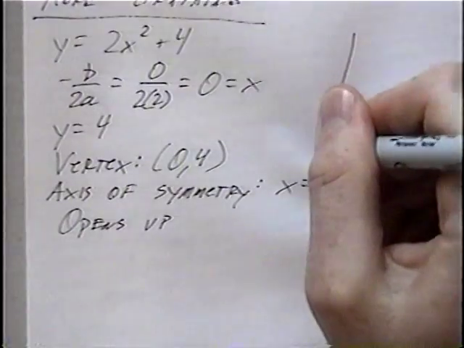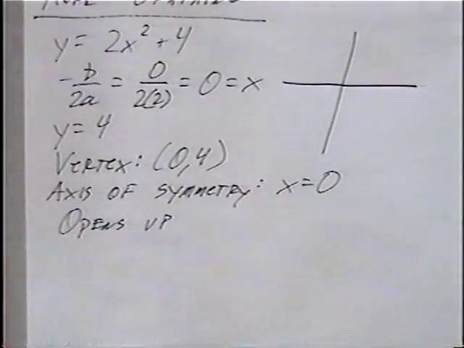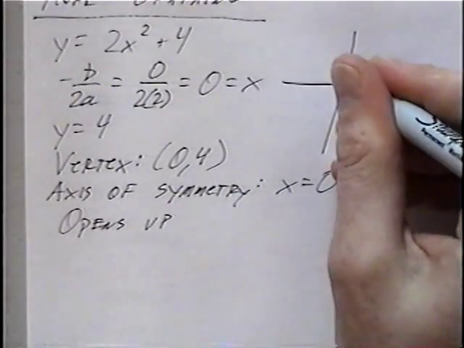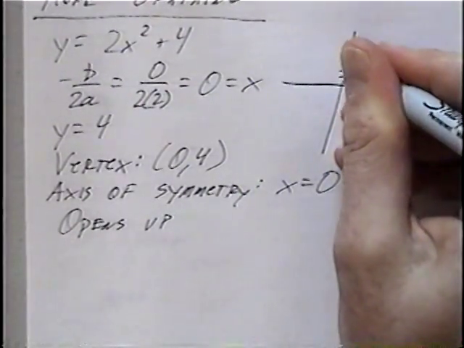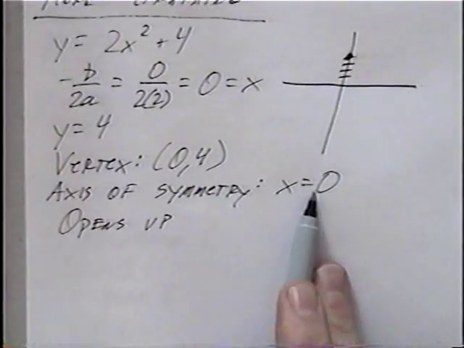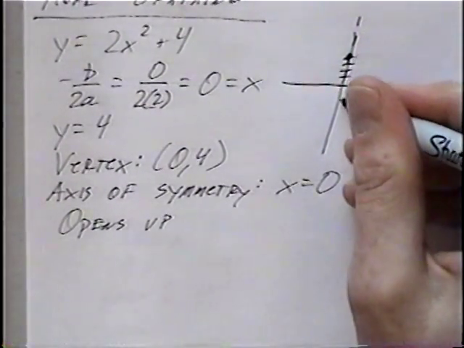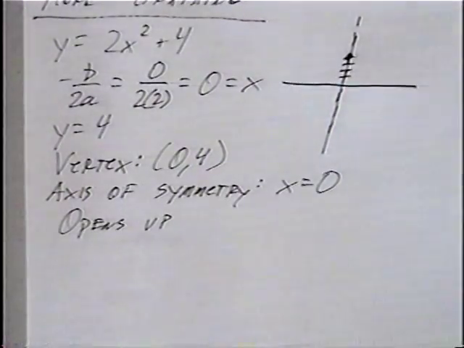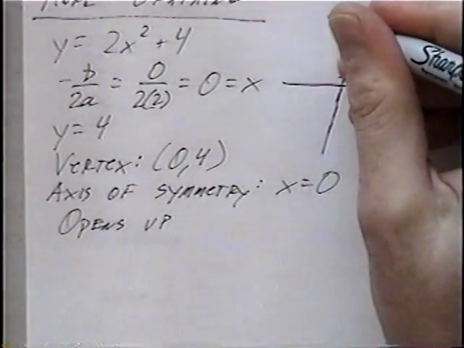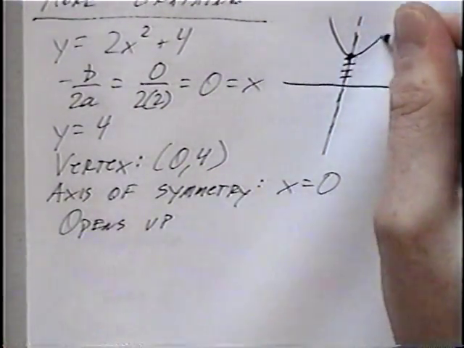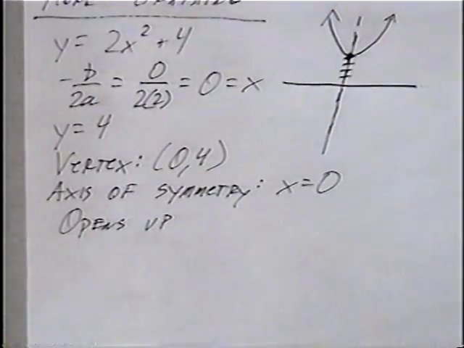Graphing this question, we have a vertex of 0, 4. 0 would be in the middle, and we can go up 4 spots. The axis of symmetry is right down through the vertex, a dashed line, this time on top of the y-axis. And the direction's up, so we'll have a parabola that curves through the vertex and opens up.